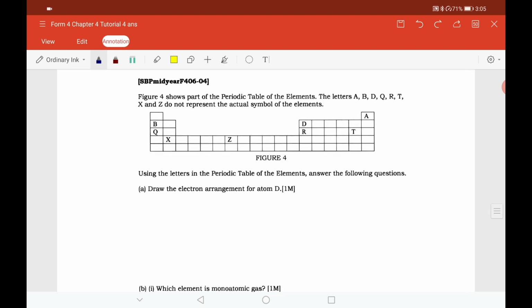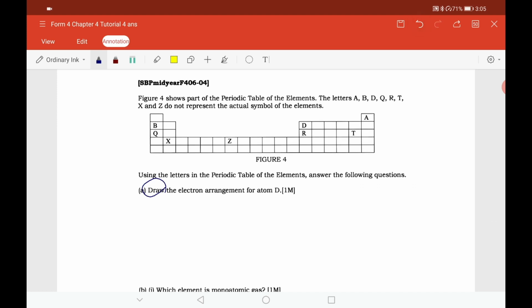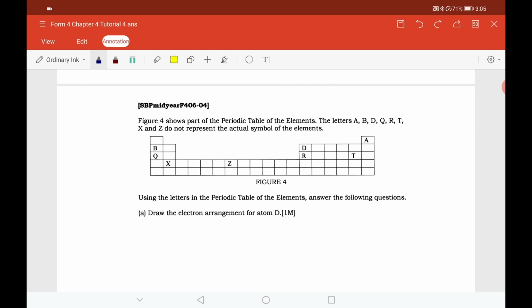The first one, we need to write the electron arrangement for atom D. Before we draw it, it's better to write the electron arrangement first. How do we know the electron arrangement for atom D? You need to check two things. First, check the period. Atom D is in period number 2, which means you have 2 shells.